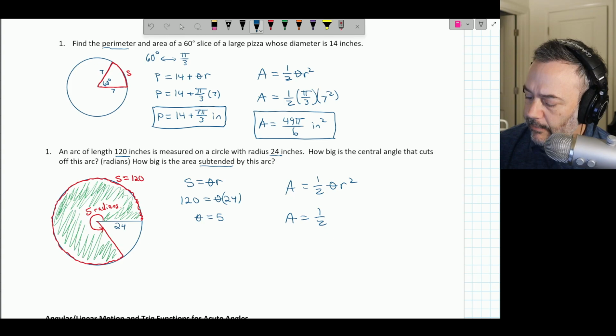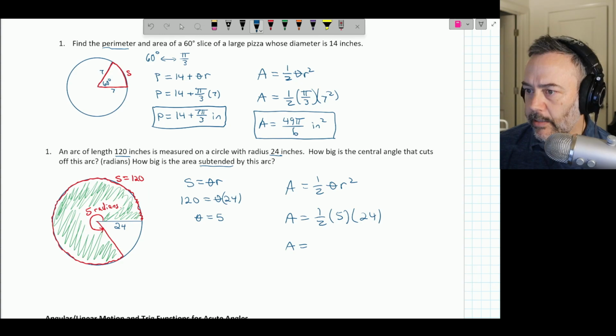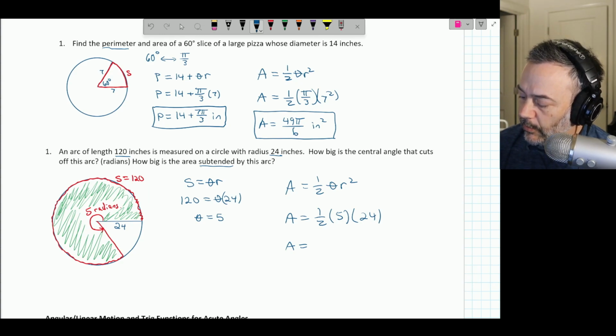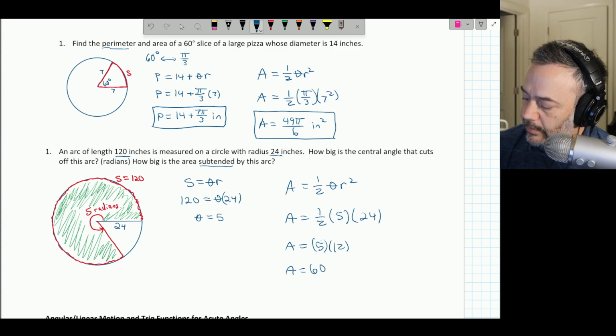It's 1/2 times 5 radians times 24 squared. So the area is, let's see, 24 divided by 2 is 12. So what would I get? 5 times 12. So the area is 60 inches squared.